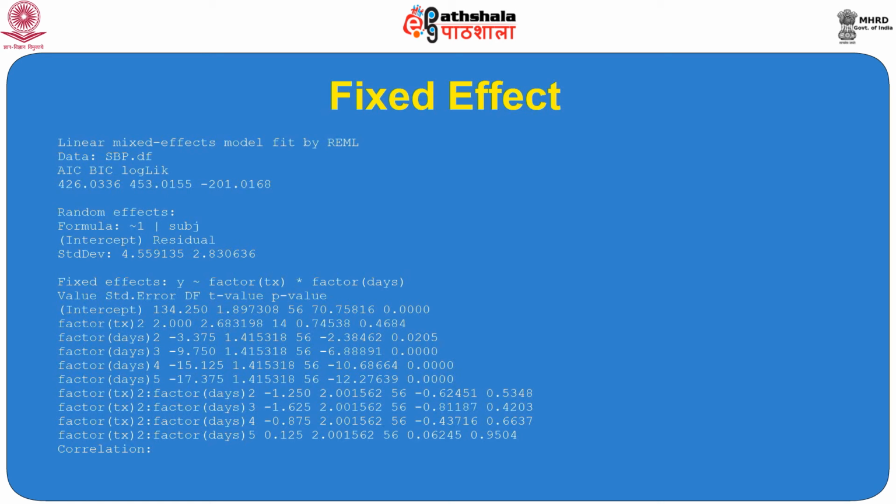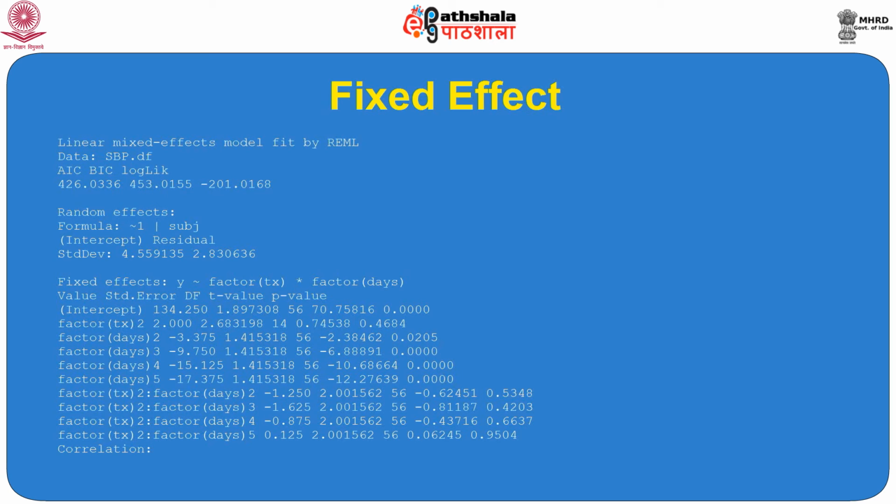It is to be noted that in this result part, the intercept is coming as 134.250, standard error 1.89, with degree of freedom 56 and t-value 70.75, and you are not going to consider it as a statistical inference. But if you consider the second row in the table, the factor tx2, treatment 2 with respect to treatment 1, the standard regression coefficient value is obtained as 2, standard error is 2.68, degree of freedom 14, t value 0.74, and p value 0.46.